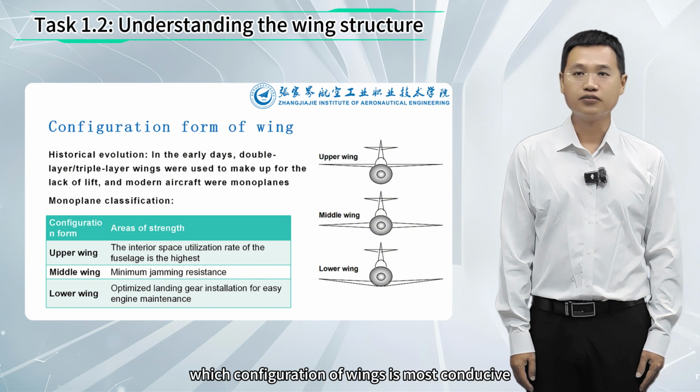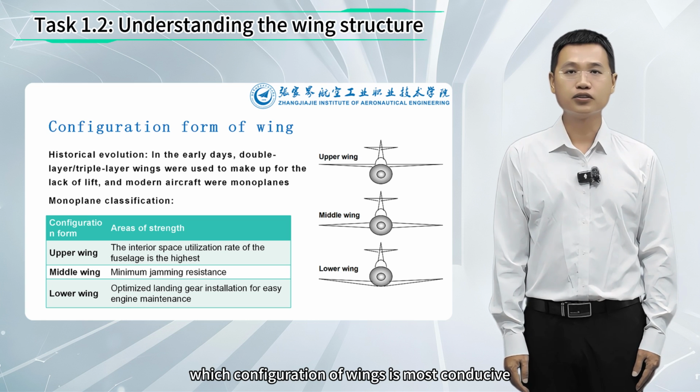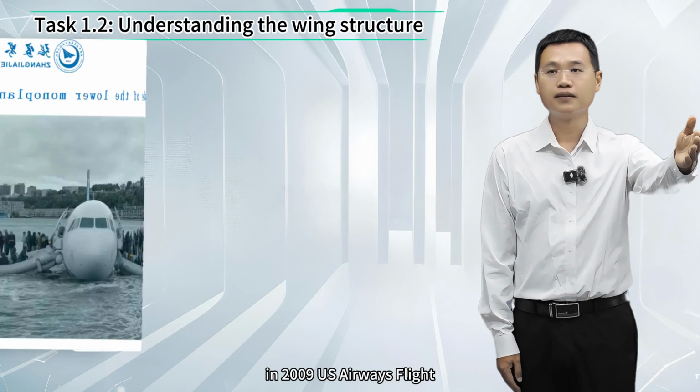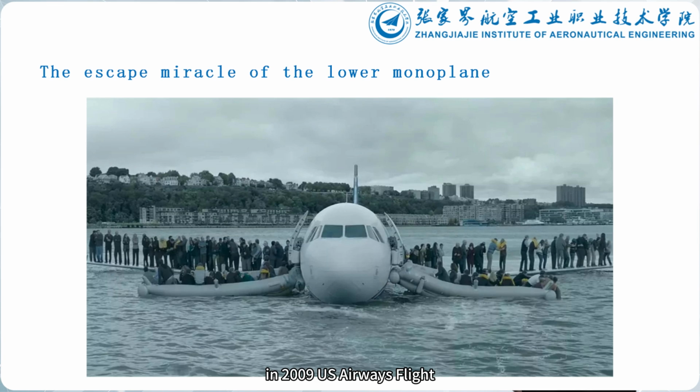Do you know which configuration of wings is most conducive to emergency escape? In 2009, US Airways Flight 1549 made an emergency landing on the river due to twin-engine failures. It was a miracle that 155 passengers and crew members successfully escaped from the wing.